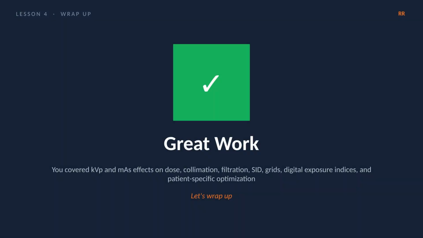You covered kVp and dose efficiency, MAS control, collimation, filtration, SID, grids, digital exposure management, and patient-specific considerations. Every technique decision is a dose decision. Keep drilling in the practice section.